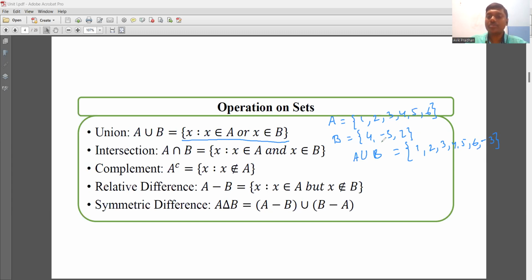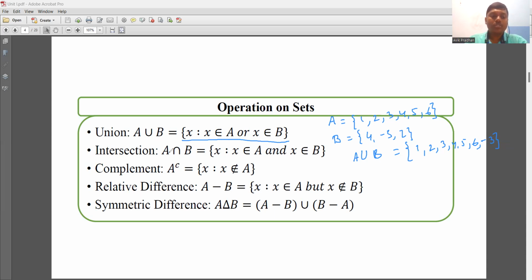But if I look into this B, minus 3 is another element which does not belong to A, so I consider minus 3 in this set. So A union B becomes 1, 2, 3, 4, 5, 6 and minus 3. So this would be the set which is the union of A and B.